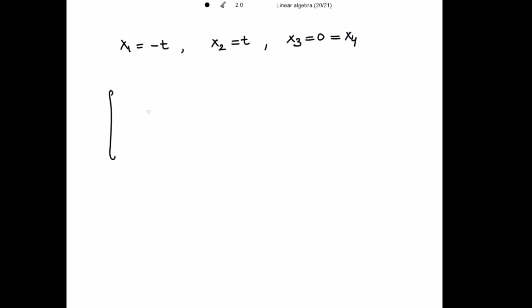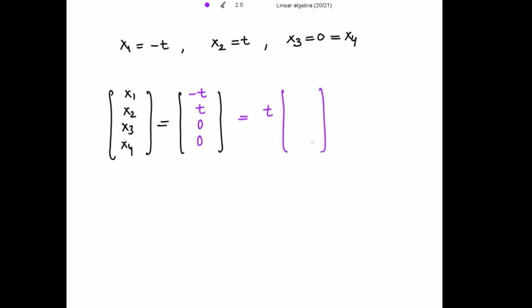Writing the eigenvector now, that is x1, x2, x3, x4. What is x1? It is negative t. x2 is t. x3 is 0 and x4 is also 0. We can write this further as, if I take t outside, I can get this as minus 1, 1, 0 and 0. So from here we get the basis of eigenspace. So this forms the basis of eigenspace.